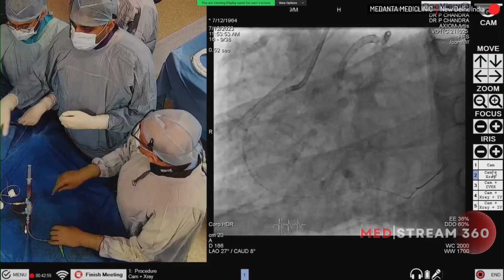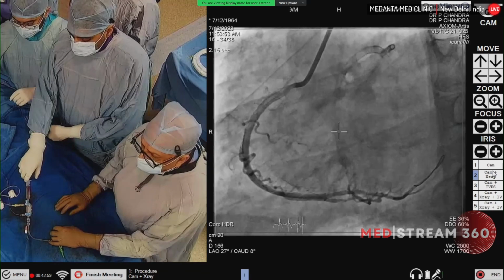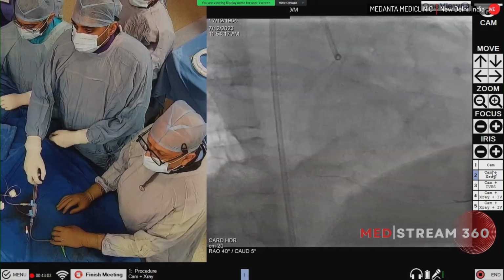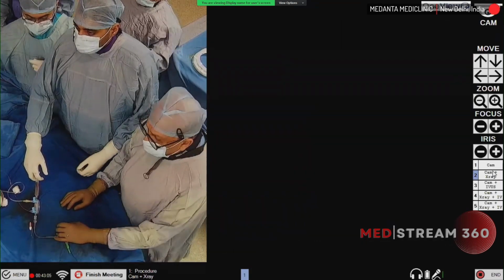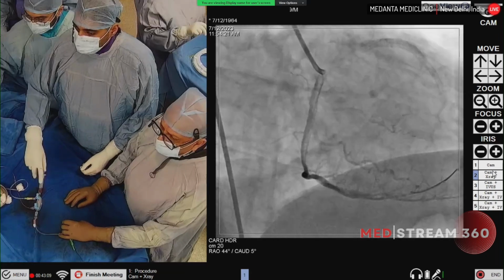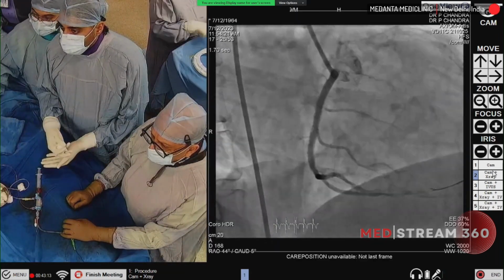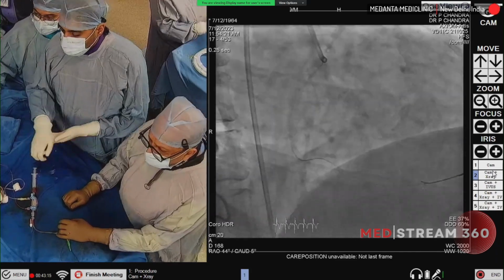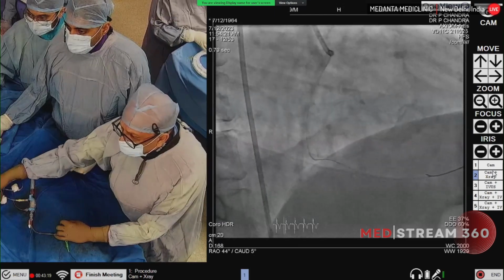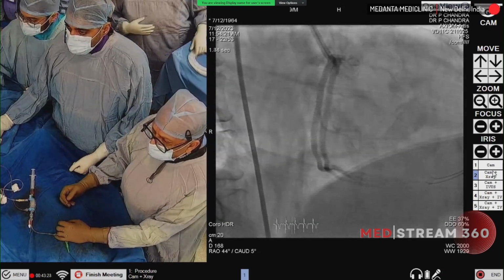And I think we are almost done. So we can check in the other view also. RAO, please. Plain RAO. Take a shot, please. This looks nice. And there is TIMI 3 flow all over. And I think the branches are also well preserved. There is no issue with the branches. Both the RV branches are okay.